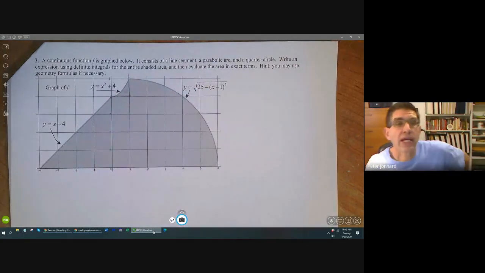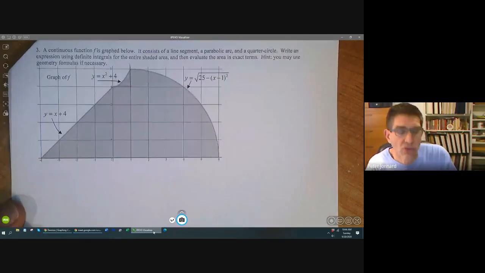Okay. So anyhow, it says write an expression using definite integrals for the entire shaded area and then evaluate the area in exact terms. Hint, you may use your geometry formulas if necessary. And so I'm going to advocate that you do that.